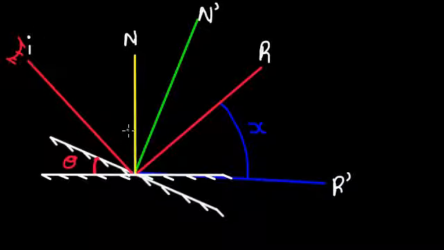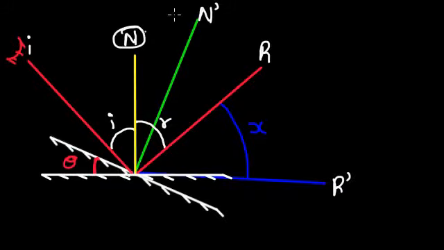Before the mirror is rotated, the angle between the incident ray and the normal is I, which is the angle of incidence. The angle between the reflected ray and the normal is R, which is the angle of reflection. Now, what will be the angle between n and n prime? What do you think? This angle will be theta.